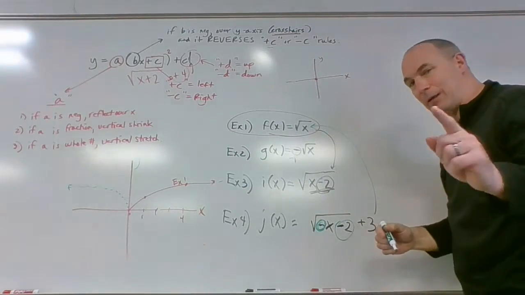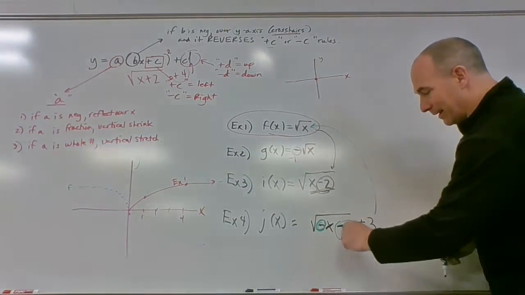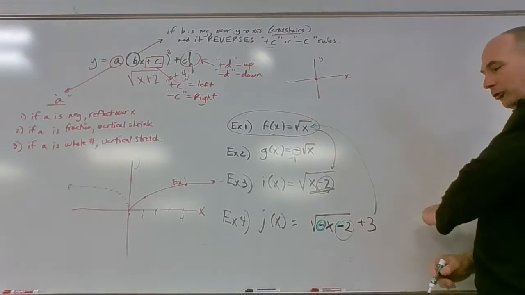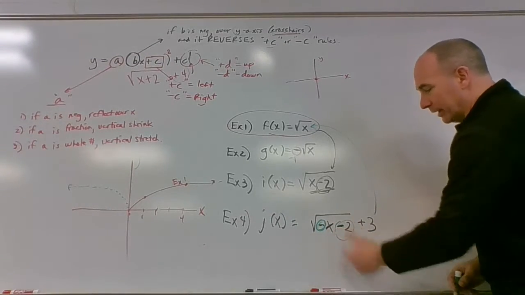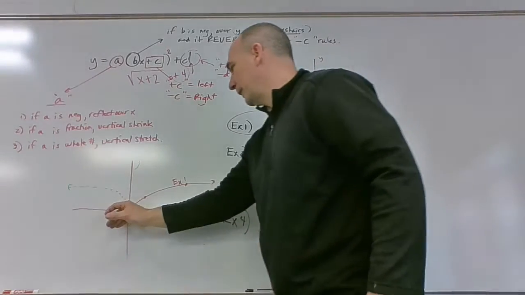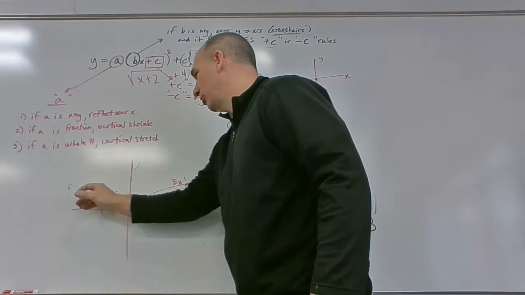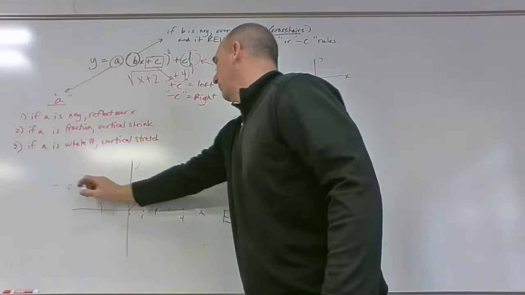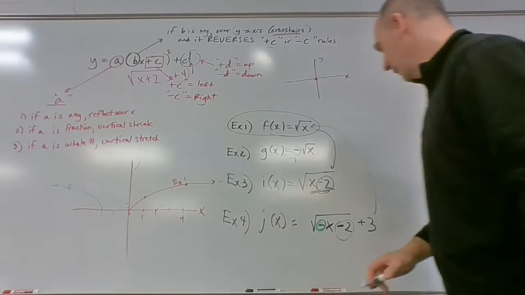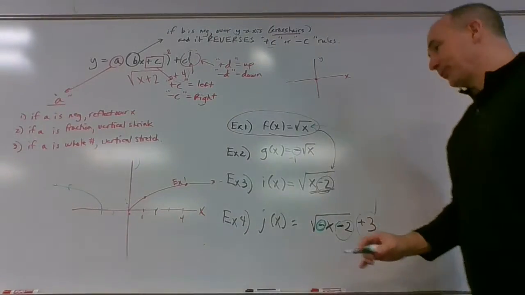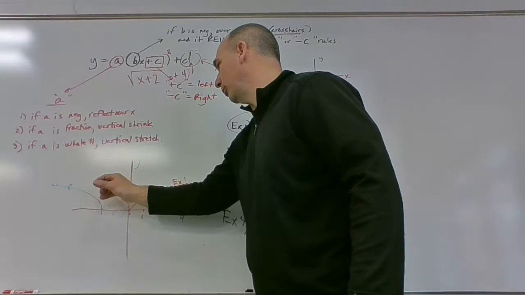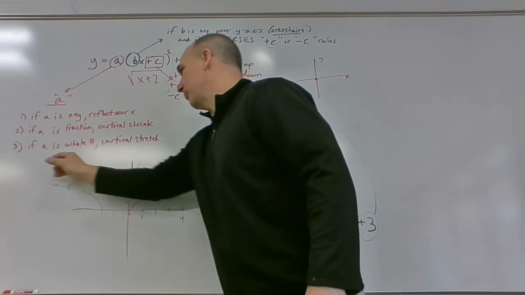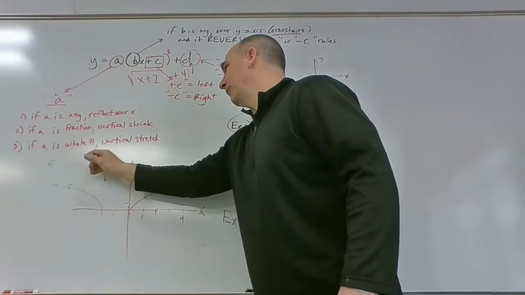So you have to think like double thought. Negative 2 would have been right 2, but because this is negative, it now moves it left 2. So I have to move this left 2, so now I'm to there. I'm going to go ahead and get rid of that. And then I got to move the whole thing up 3. So 1, 2, 3. And there's my final graph, and that would be 4.